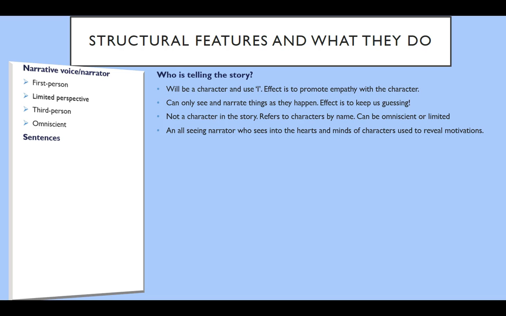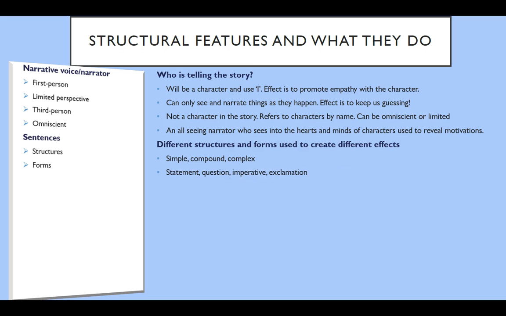The other thing that you obviously need to be able to comment on is the use of sentences. So you need to look at the different structures and the forms that are created and comment on the different effects they have. So just to recap then, in terms of sentence structures, we're dealing with the three basic ones: simple, compound and complex. Forms, you're looking for statements, questions, imperatives and exclamations. And generally you're looking at the variety of those.